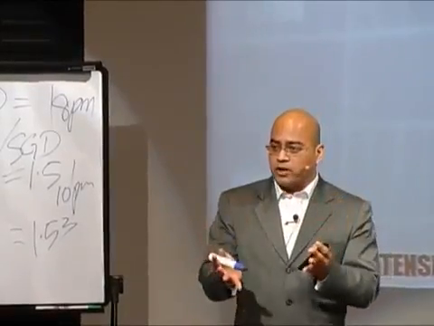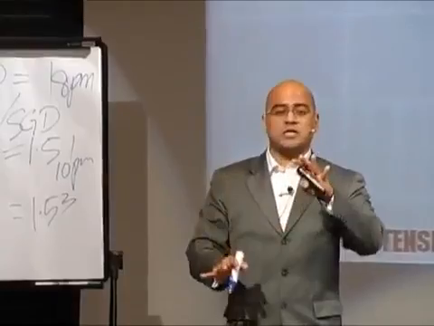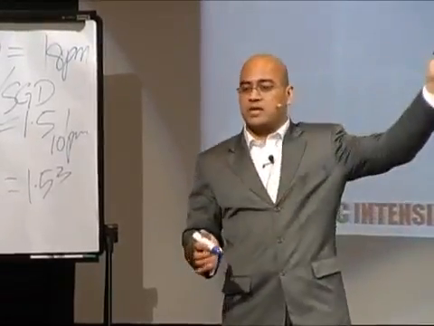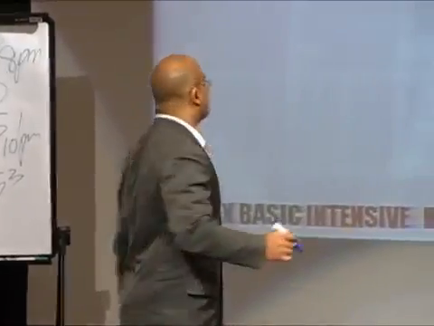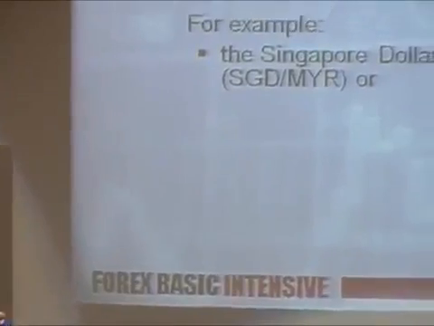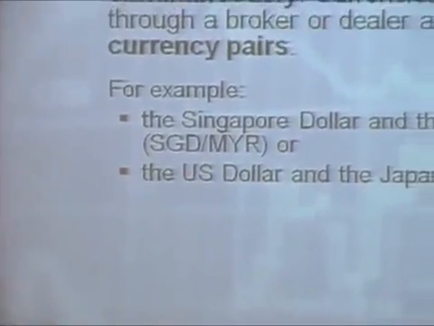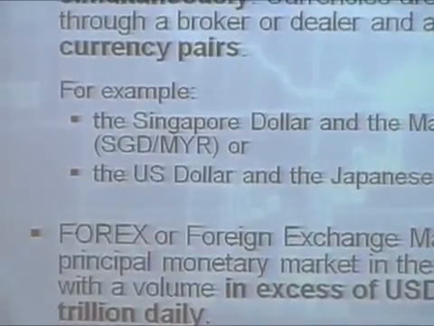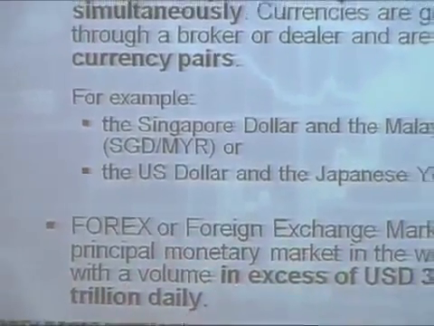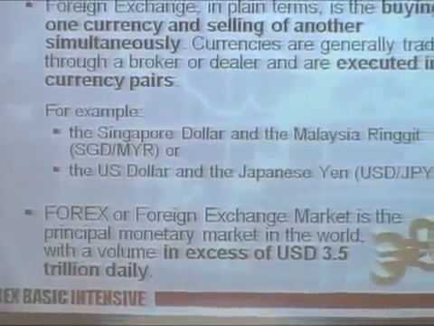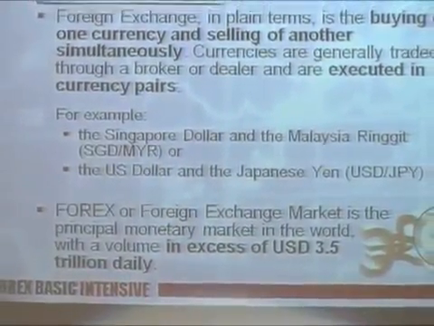So to summarize that point, we are going to see the relative strength of one currency over another. Can you catch that? Yes? Okay, good. Moving on. For example, the Singapore dollar and the Malaysian ringgit, or the US dollar and the Japanese yen. Key statement here, look here. Forex is the principal monetary market in the world with a volume in excess of US $3.5 trillion daily.